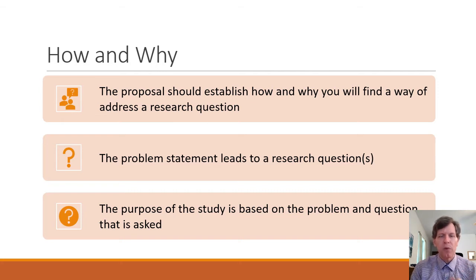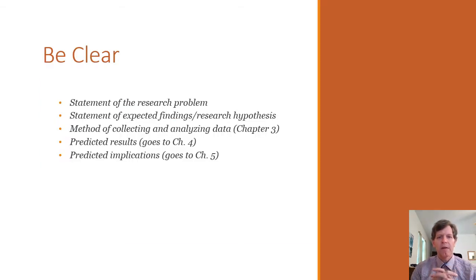Your problem statement, what's the problem in the field, should lead directly to your exact research question or research questions. The purpose of the study is based upon the problem that you identify, as well as the question. You want to be very, very clear. A very clear statement of the research problem, very clear statement of expected findings and research hypothesis, and I should see this right in chapter 1. A very clear method of collecting and analyzing data. This will again be further explored in chapter 3, of course.